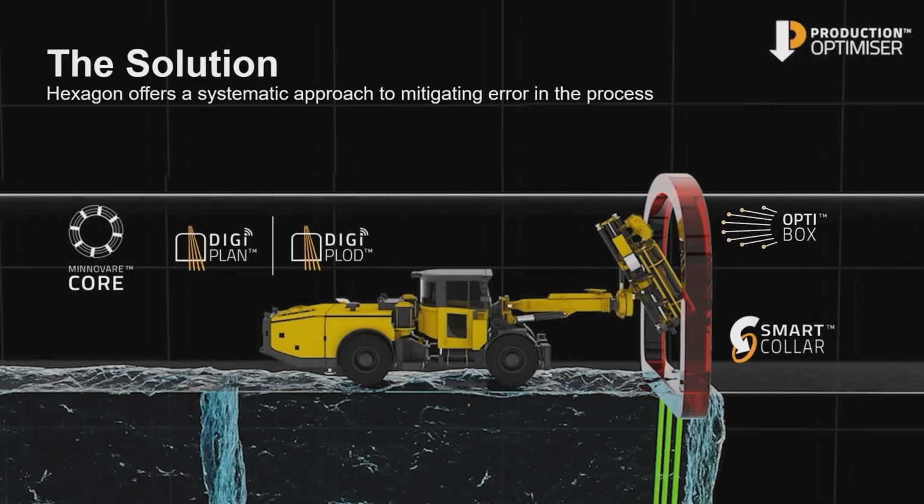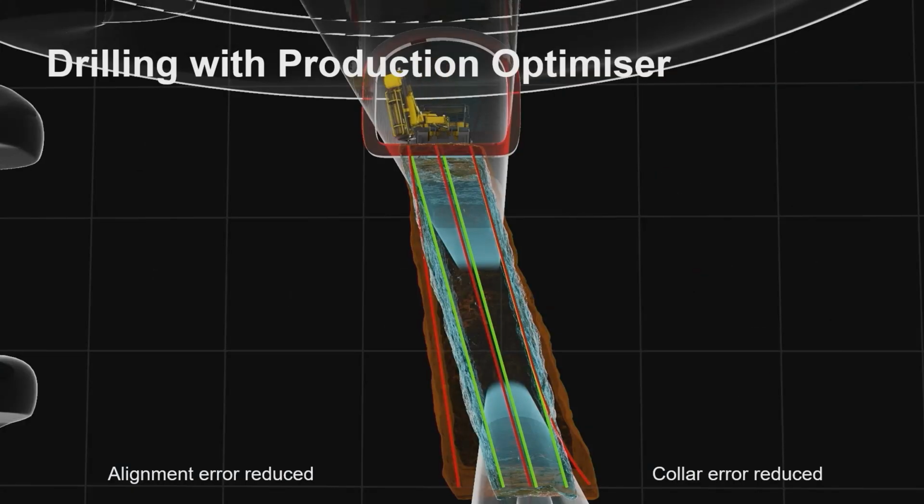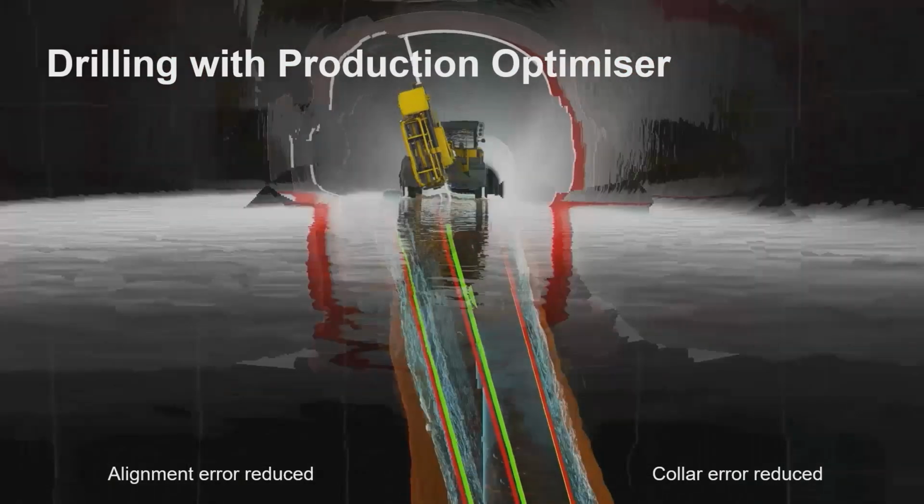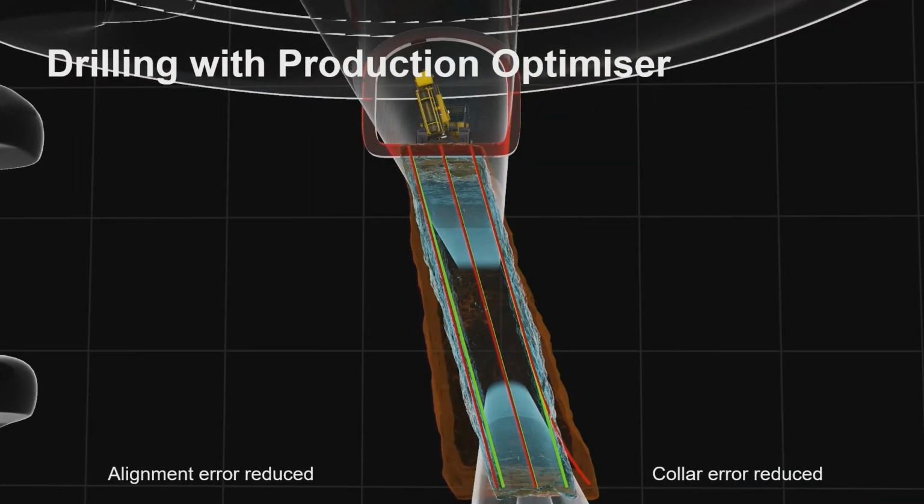So Hexagon has a hardware and software solution that takes a systematic approach to mitigating these areas in the process, which we've just highlighted. And through that, we start to see the consistencies of accuracy improving. So we see improvement to the alignment error and the collar error. Now that we know that they're one of the major contributing factors to the blast hole deviation, we see a downstream impact to the stope performance.